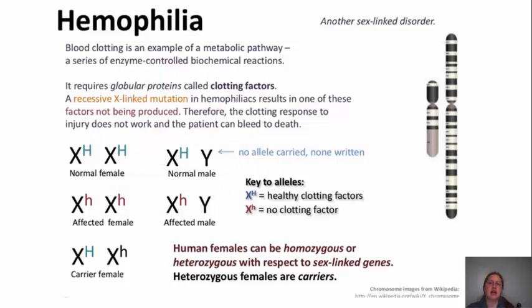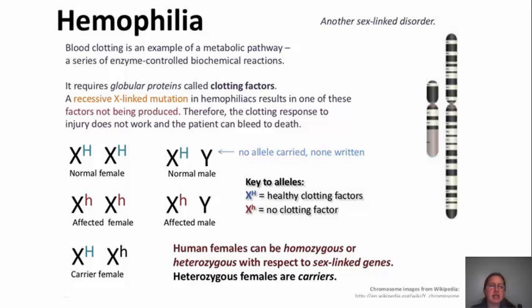All right, let's look at the other sex-linked disorder. This is hemophilia. Blood clotting is an example of a metabolic pathway. It's a series of enzyme-controlled biochemical reactions, and it requires globular proteins called clotting factors. A recessive X-linked mutation in hemophiliacs results in one of these factors not being produced. Therefore, the clotting response to injury does not work, and the patient can bleed to death, even from a bruise.